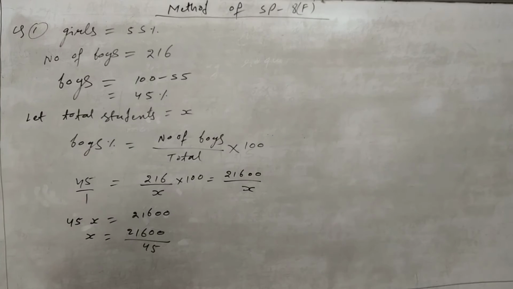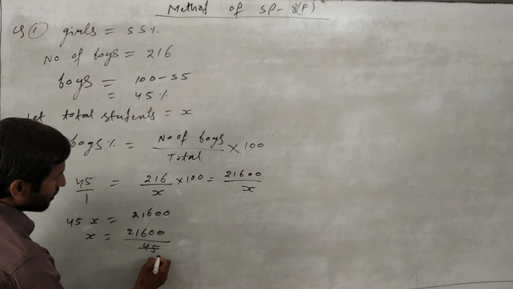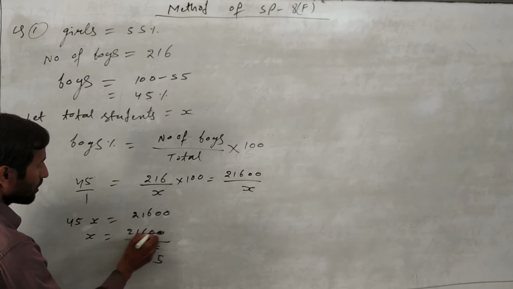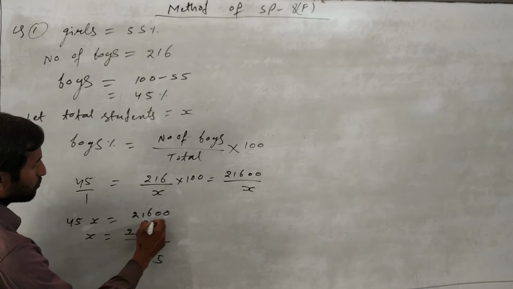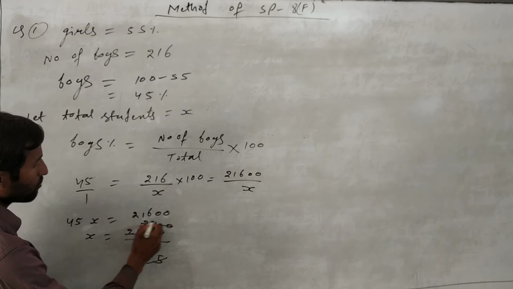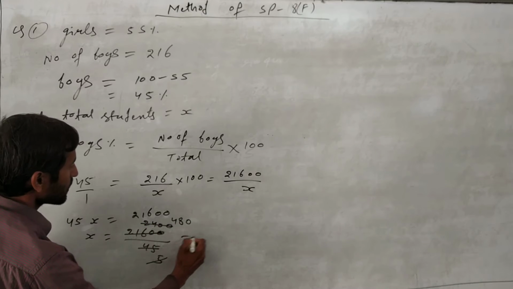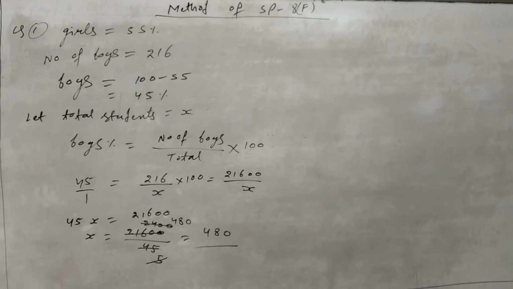After that we will do cancellation. In the 9 table we can cancel out, 5 ones are 5, and this one also cancels in the 9 table. So 2, 4, 0, 0. Now by the 5 table we can cancel out, 480 will come. So the final answer is 480. So the total number of students is 480. This is the final answer.